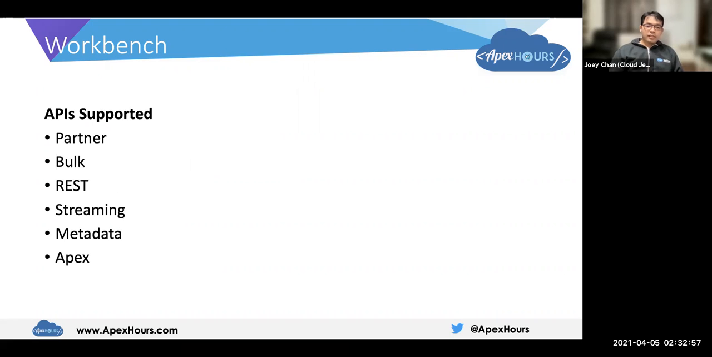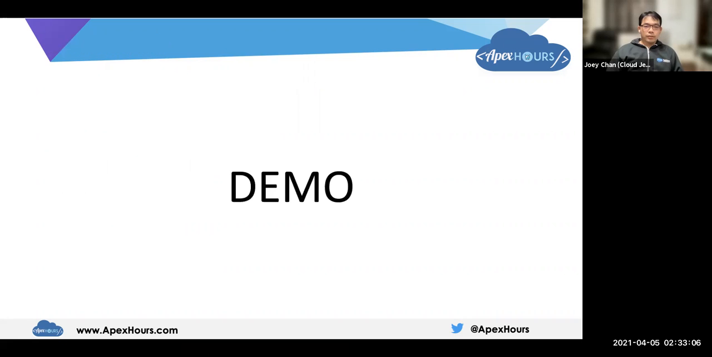Some of the APIs that it supports are the Partner API, the Bulk API, the REST API, Streaming, Metadata, and Apex. So without further ado, we'll go through the demo then.